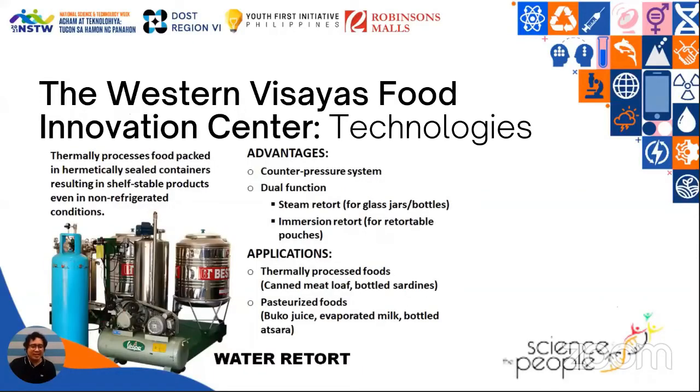Okay, now let's go to the next technology or equipment. We have here the water retort. So the water retort that we have here has a dual function. Now it can be used as a steam retort and immersion retort. So steam retort is used for glass or bottled products, while immersion retort can be used for retortable pouches. So yung application niya ay nasa thermally processed foods. Example that would be canned meatloaf, bottled sardines, or pasteurized foods or pasteurized juices. So pwede din tong gamitin for pasteurizing juice products.